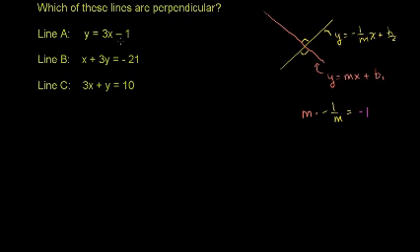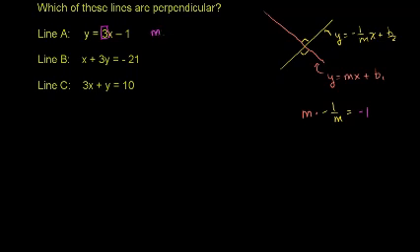So let's figure out the slopes of each of these lines and figure out if any of them are the negative inverse of any of the other ones. So line A, the slope is pretty easy to figure out. It's already in slope-intercept form. Its slope is 3.